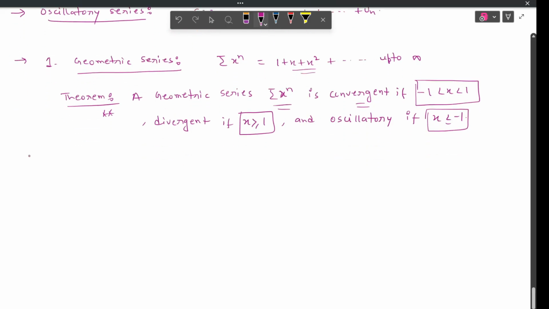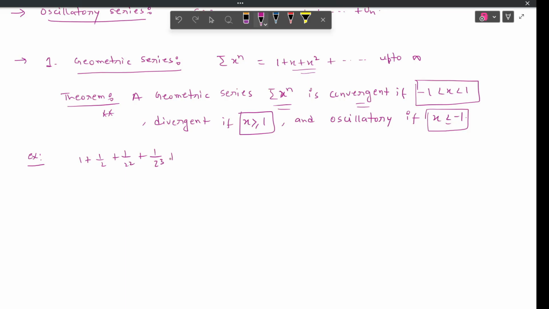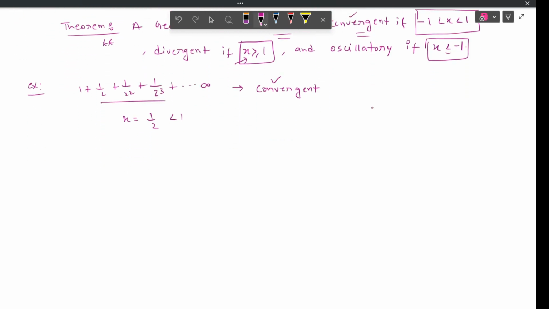So let us see one example. It will be more clear. We have a series, 1 plus 1 by 2 plus 1 by 2 square plus 1 by 2 cube up to infinity. Now see, this series is convergent because its common ratio x, the common ratio of this GP, is 1 by 2 square divided by half, that is half, and half is less than 1. It is between minus 1 and 1. So this series is convergent. So this is number 1, the geometric series.